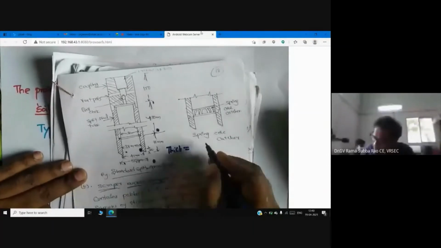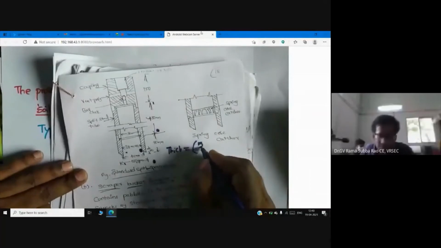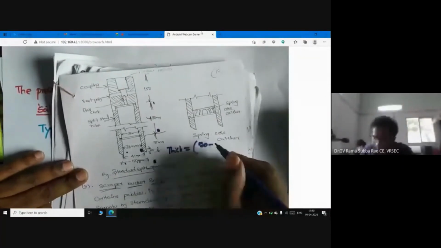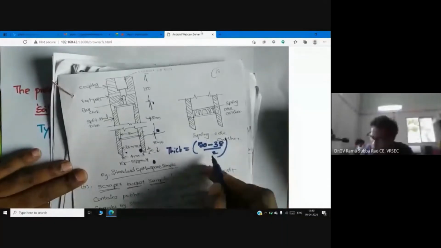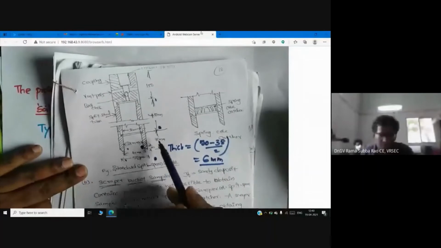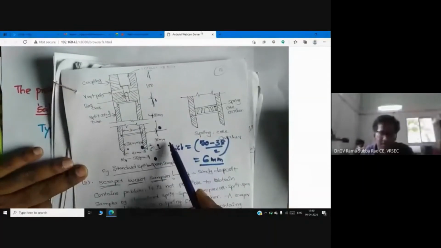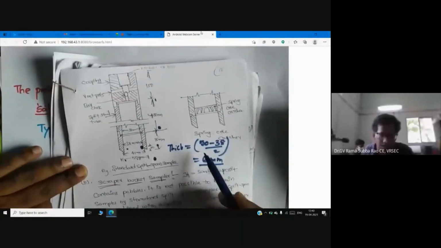Thickness is equal to 50 minus 38 by 2. So it is about 6 mm. So thick-walled samplers are meant for collection of disturbed soil samples.